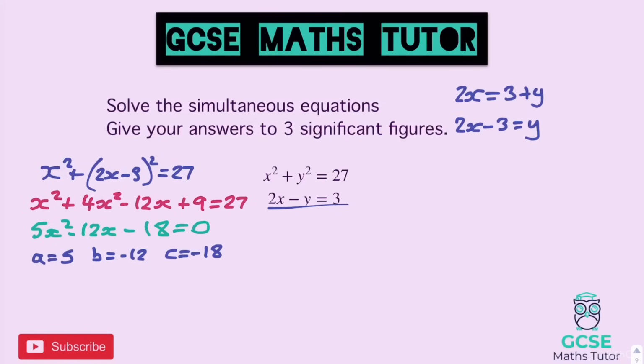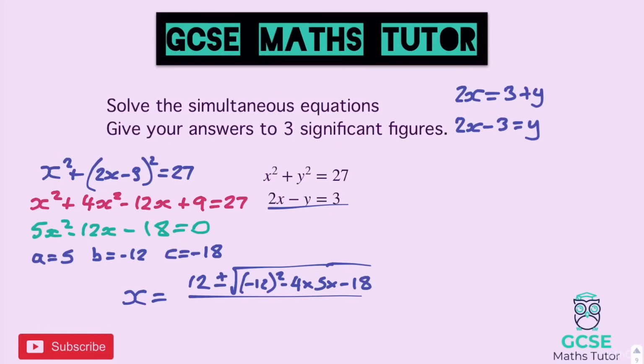Right, so if we write this all into the formula then, we get x equals, let's rewrite that. So x equals minus b, which again is negative there, so it's positive 12, plus and minus the square root of negative 12 squared minus 4 times 5 times negative 18. Right, there we go. And that's all over 2a, so it's all over 10 again, 2 times 5.